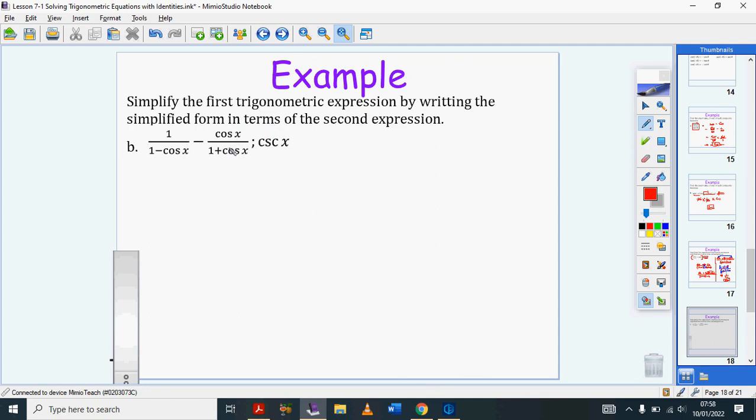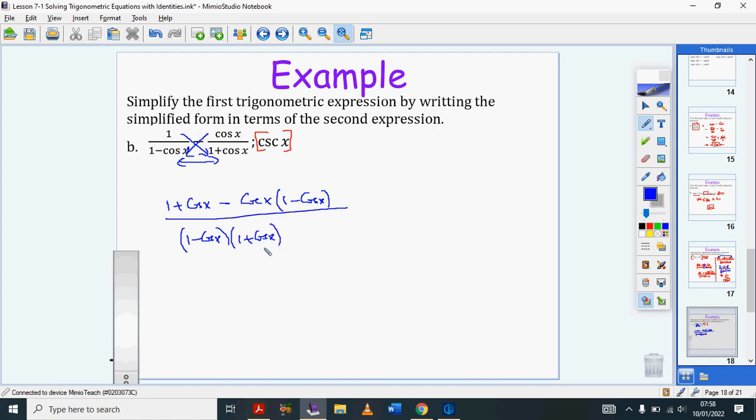All right, let's look at another one. This thing again, trying to write it in terms of cosecant. Again, LCM. So when I use the LCM, I'm going to add these fractions. This is the simplest trick in the book. Cross multiply and then multiply the denominators. So I'll have 1 times 1 plus cosine x, which is just 1 plus cosine x, minus cosine x into 1 minus cosine x, divided by 1 minus cosine x, cross brackets 1 plus cosine x.